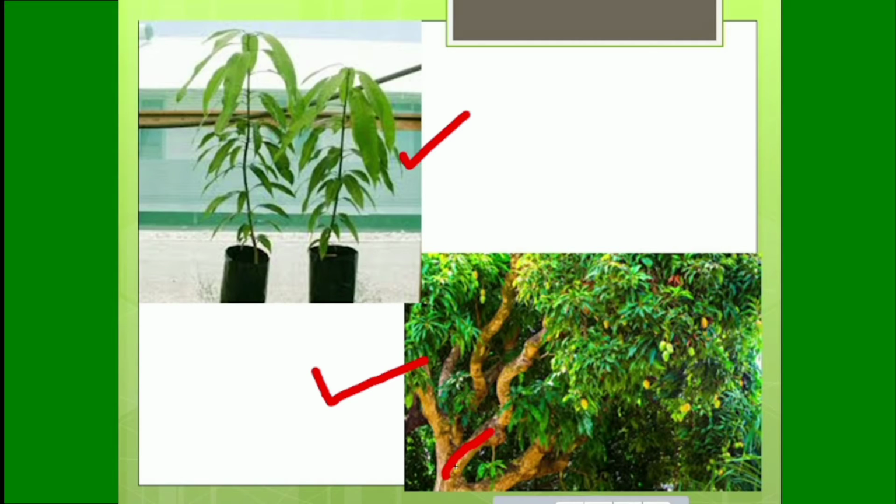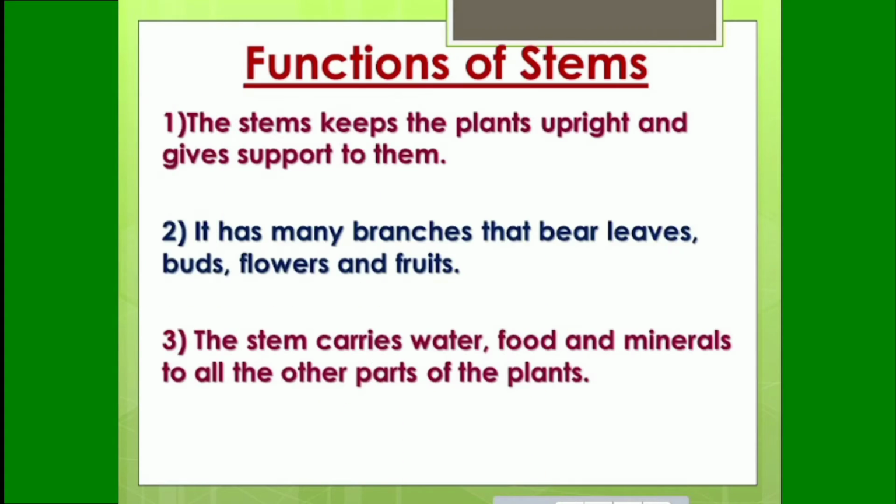The stem of a big tree, we can call a trunk. It means when that plant is growing gradually, at that time the green color is converted into brown. Like that, many different types of plants and trees are there. Now let us see what the different functions of stem are.